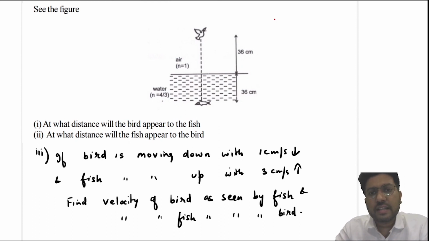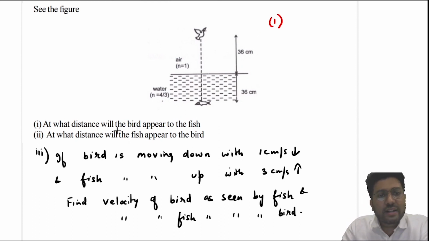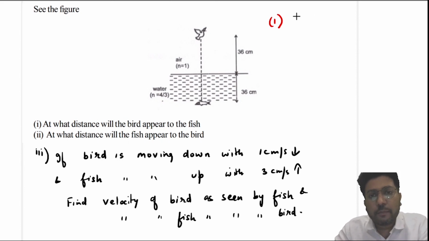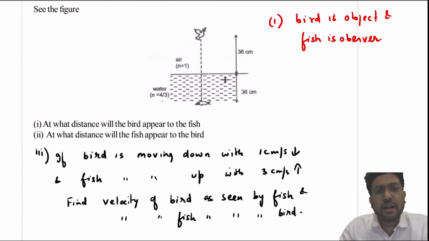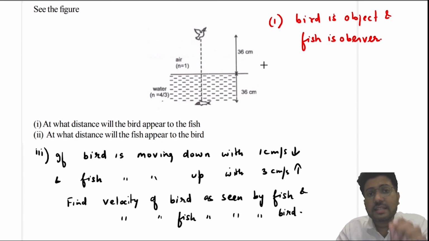So first I will do case 1. At what distance will the bird appear to the fish? That means bird is the object and fish is the observer. So if bird is the object, then all distances are measured from the interface. So bird is the object, that means I will write do is equal to 36. And you know that di is equal to mu2 by mu1 into do.